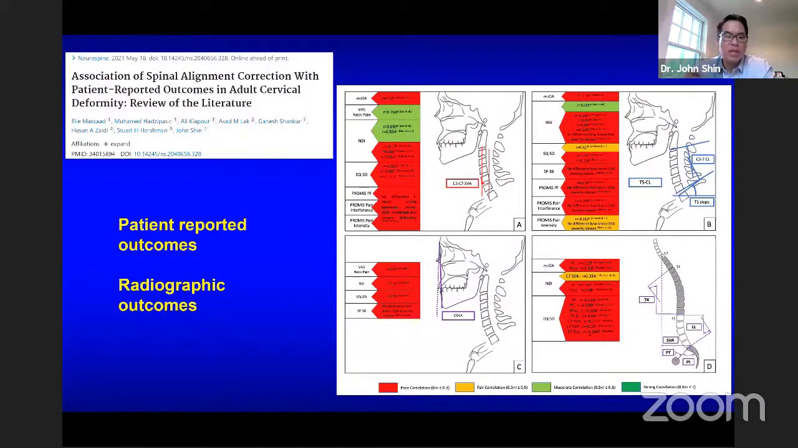My last slide, I'm just gonna highlight here. We recently published a critical analysis and review of the Association of Spinal Alignment Correction with Patient Reported Outcomes in the Cervical Deformity Literature. This is published recently in NeuroSpine.